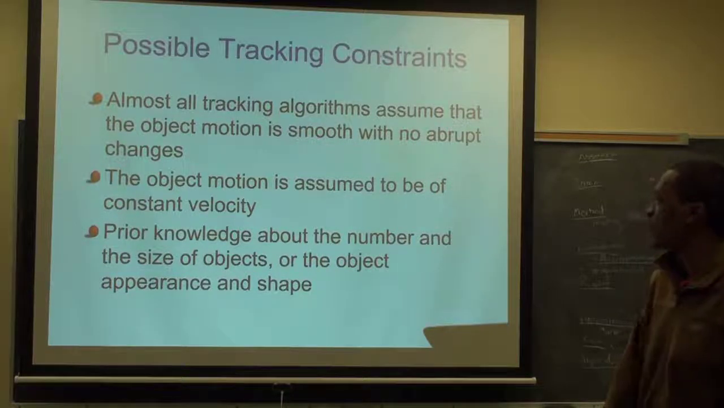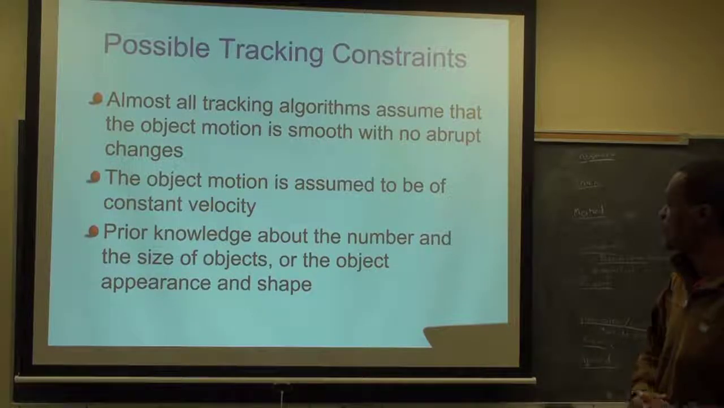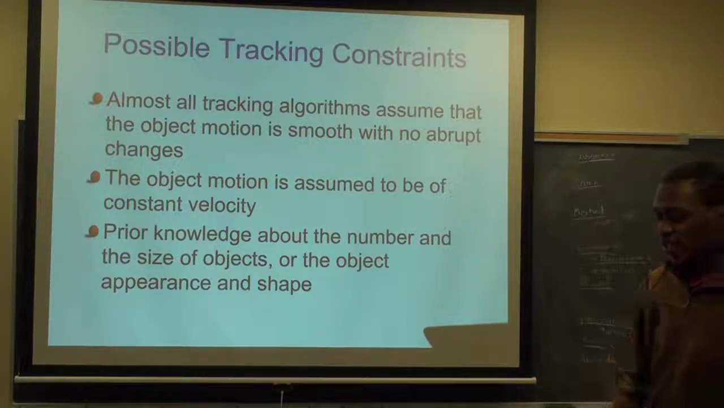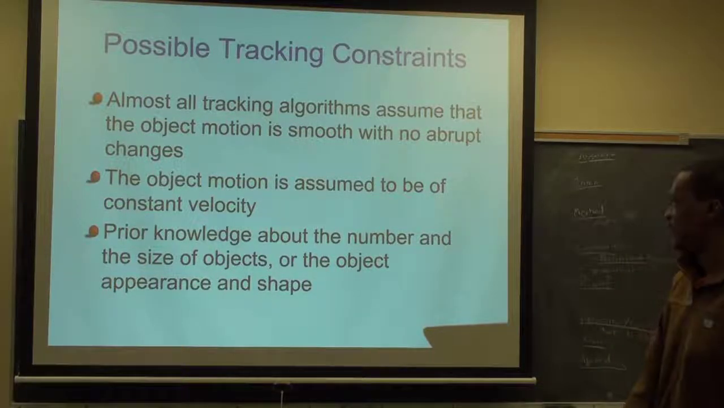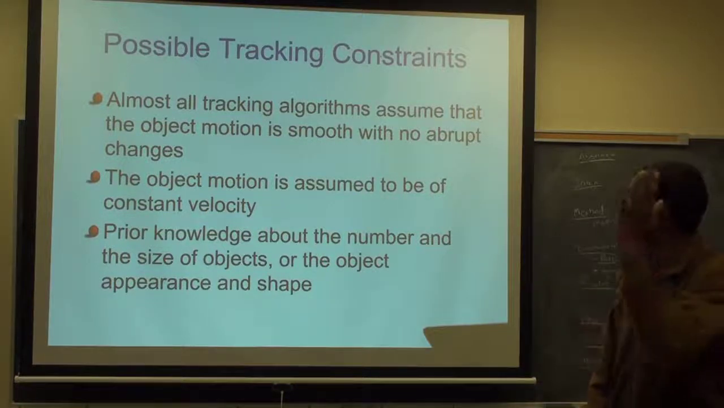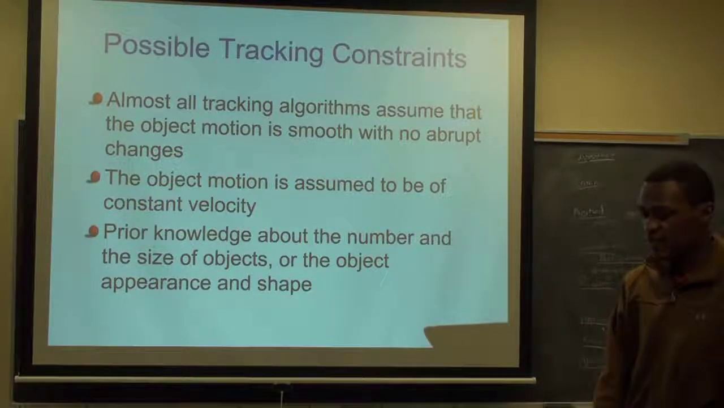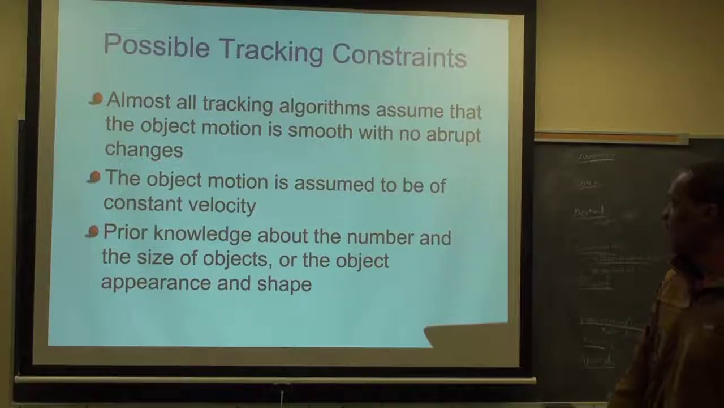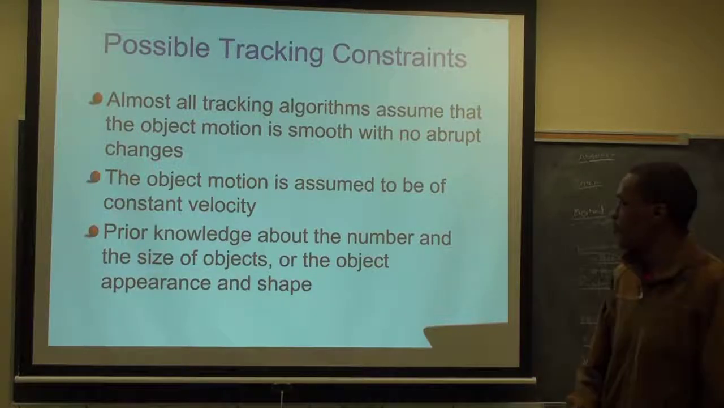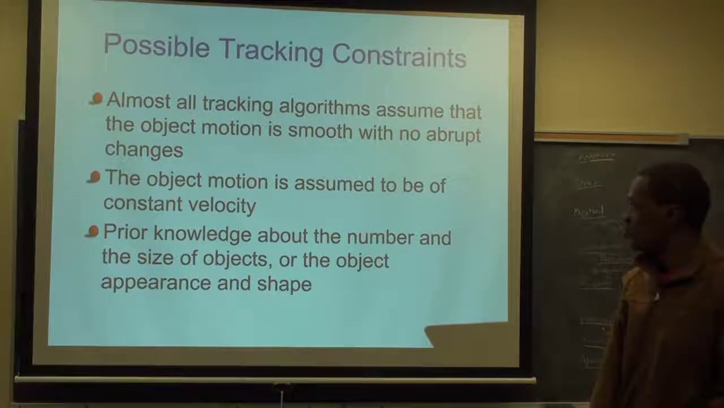Anyway, so to manage all that complexity, to give us a chance to actually solve this problem, we constrain a few variables. So we assume that the object motion is smooth, with no abrupt changes. That means the object cannot be flying on one side and then just switch off and appear somewhere else. Object motions are assumed to be of constant velocity or even constant acceleration, and prior knowledge of the number of sides of objects, object appearance and shape, we can add this information and it will make all that tracking easier.